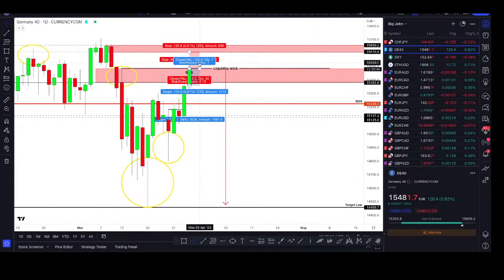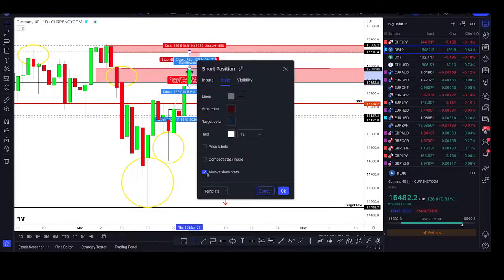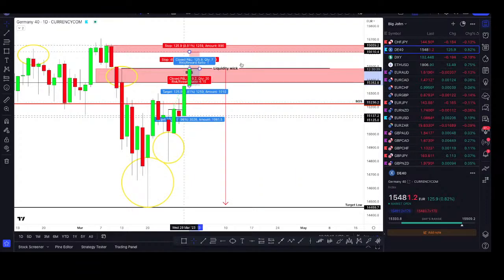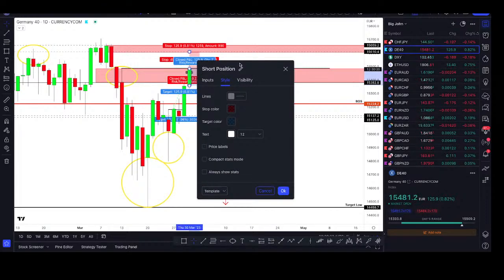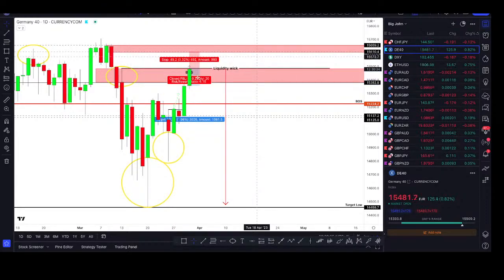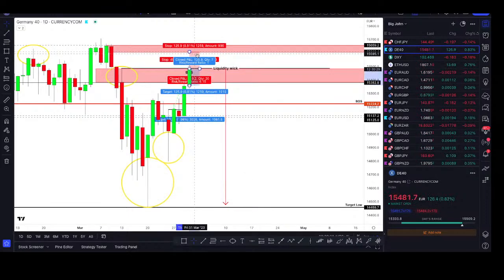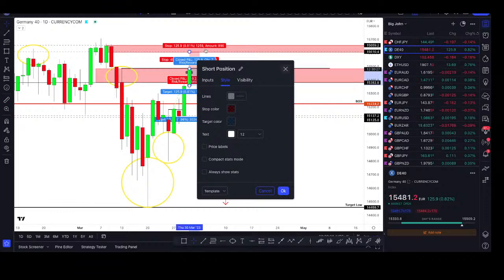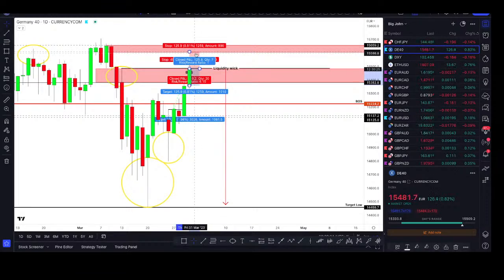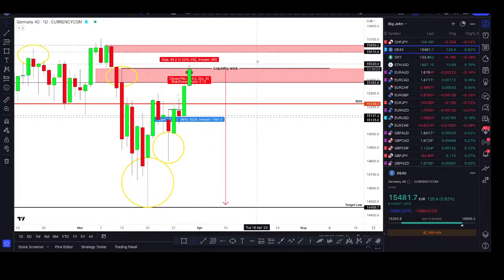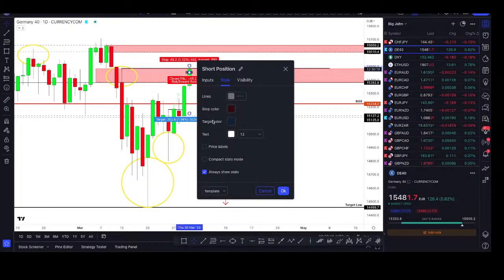Let me switch this off. Oh, that's why. Price labels. Okay, so let's switch this off for now, so you can see the chart a bit better. No, come on. Okay, this is getting annoying. I'm just going to delete this one. There we go. Okay.